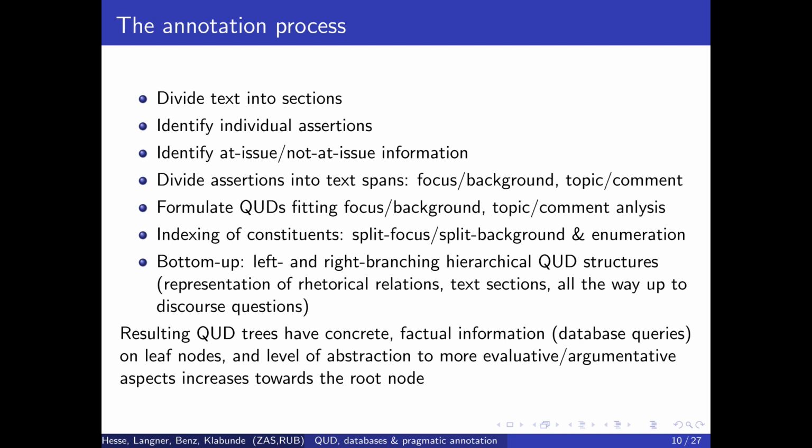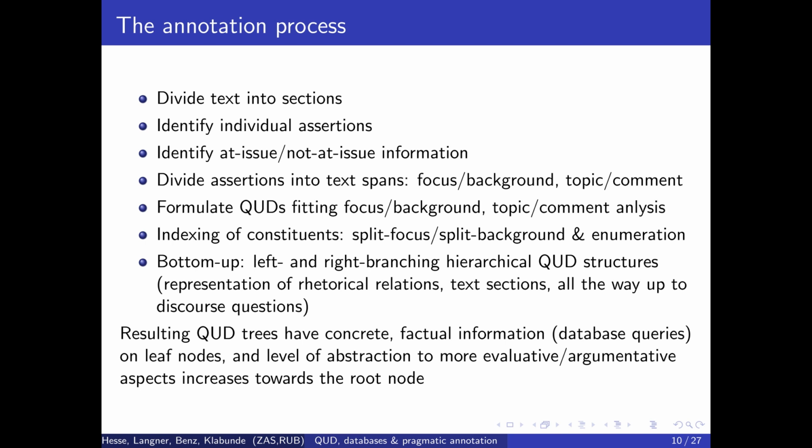And then again, an easier task is indexing the constituents. You'll see why we need indexing, things like split focus and split background, but also enumeration. And because this annotation process works bottom up, in comparison to the work by Riester and colleagues, we get left branching and right branching hierarchical QUD structures, and we take those to be a representation of rhetorical relations as well as text sections all the way up to discourse questions. So all of the argumentative structure as well as very structural things like the text sections.